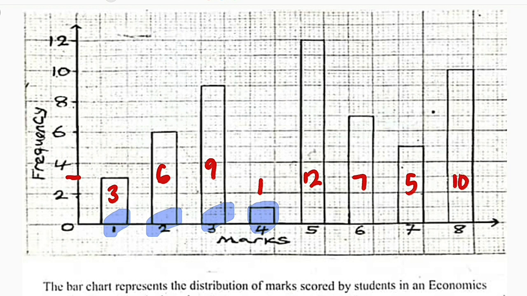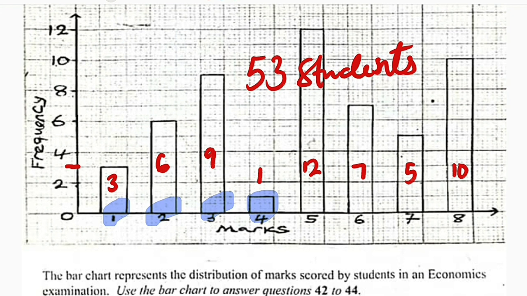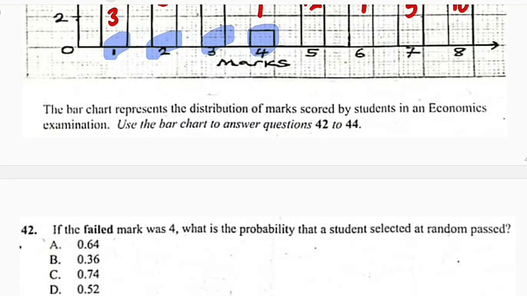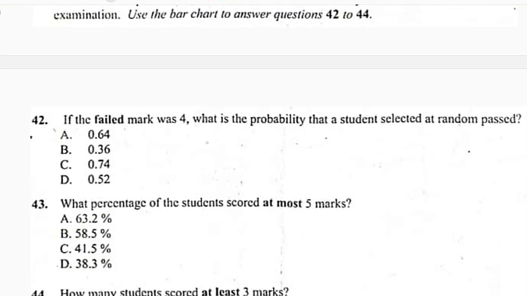So now let me use my calculator and add all of these frequencies in order to obtain the total number of students. So we have 53 students. So to find the probability of pass score, we are going to add these and divide by 53. So if we add all of these numbers together, we are going to obtain 34. So these are just 34 in number. And hence the probability will be what? 34 out of 53.